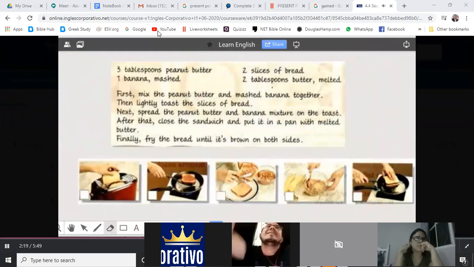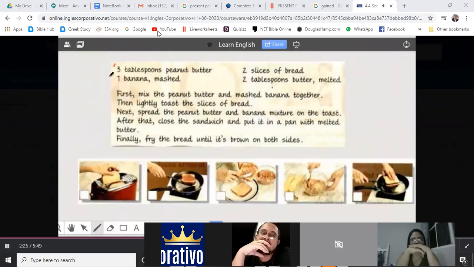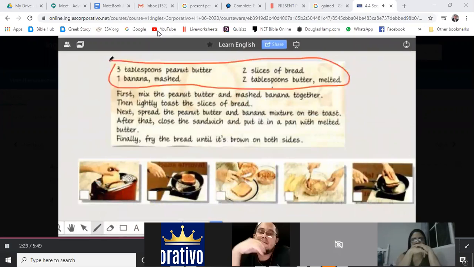Similar to the audio program, in this case we can see that there is a recipe. So on the top we see the recipe on a sheet of paper, right? We see 3 tablespoons peanut butter, 1 banana, 2 slices of bread, 2 tablespoons butter, and we want that to be melted. And what we want to do is take this recipe and use sequence adverbs to explain it, right?